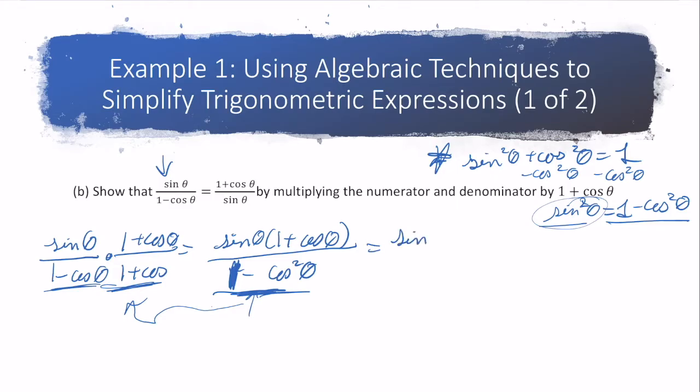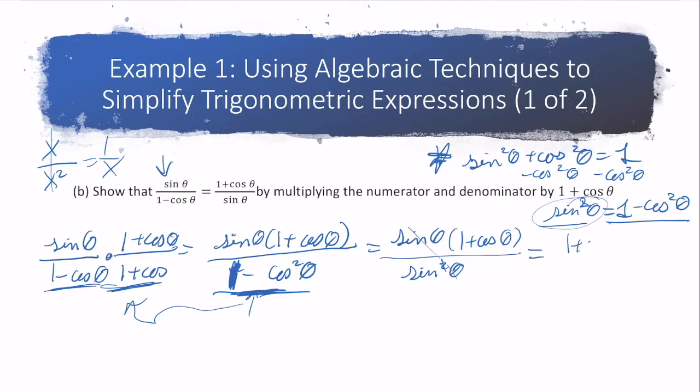So that gives me sine of theta times 1 plus cosine of theta over sine squared theta. Now how can I simplify this further? Well, imagine our sine of thetas were just x's. What if I had x over x squared? What would happen then? Well, then one of my x's would cancel out. So the same thing is true for our sines. So our sines are going to cancel out, and I'm left with 1 plus cosine theta over sine theta, which is what was desired.